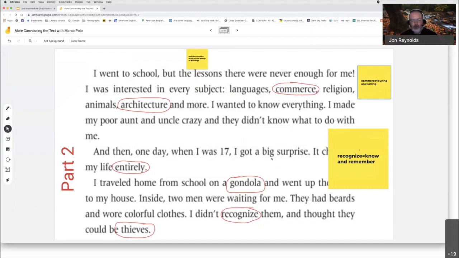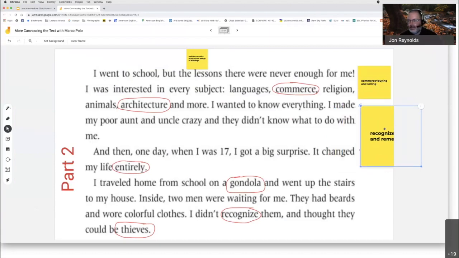All right, let's continue. So again, as we're going through the story, let's keep going. Okay, here's the next word that we circled: entirely. So first off, let's pick up here. I wanted to know everything. So he was very interested in many things. I guess we could say he was curious, right? Remember this word? He was curious. So I made my poor aunt and uncle crazy, and they didn't know what to do. And then one day, when I was 17, I got a big surprise. It changed my life entirely.